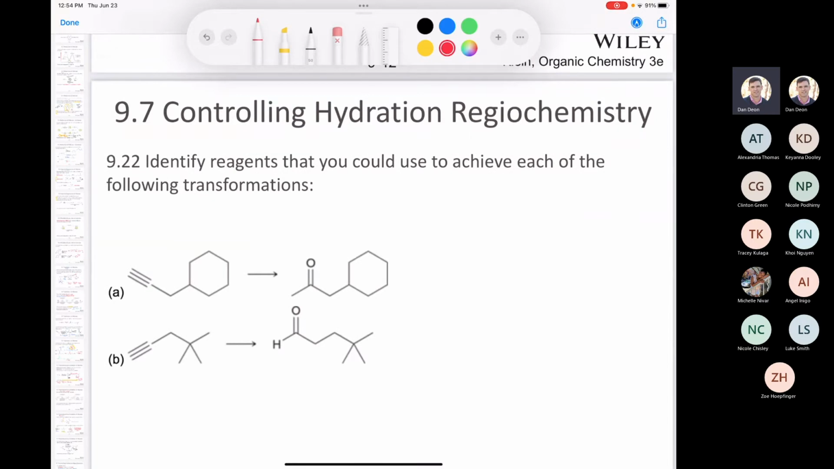So let's take a look at a question. The first one, or both of them, just say identify the reagents. The first one, we're taking this terminal alkyne. Why is it terminal? Because it's got a hydrogen on one end, and we're making a methyl ketone. Could anybody tell me the conditions we would use for this? We want to make a methyl ketone.